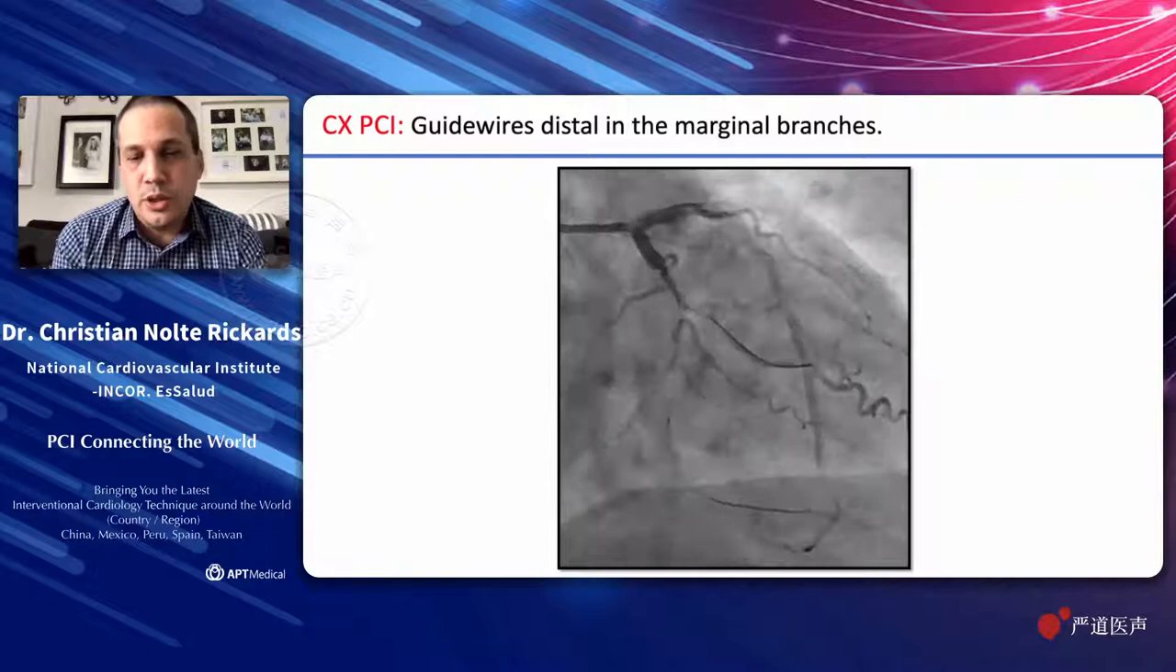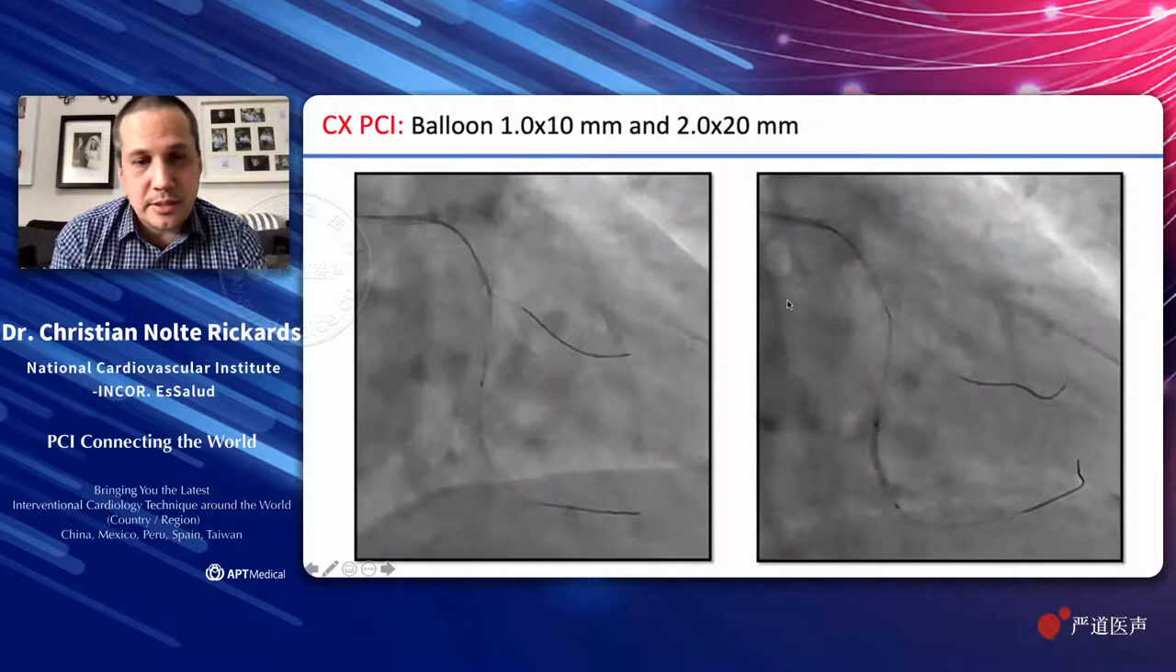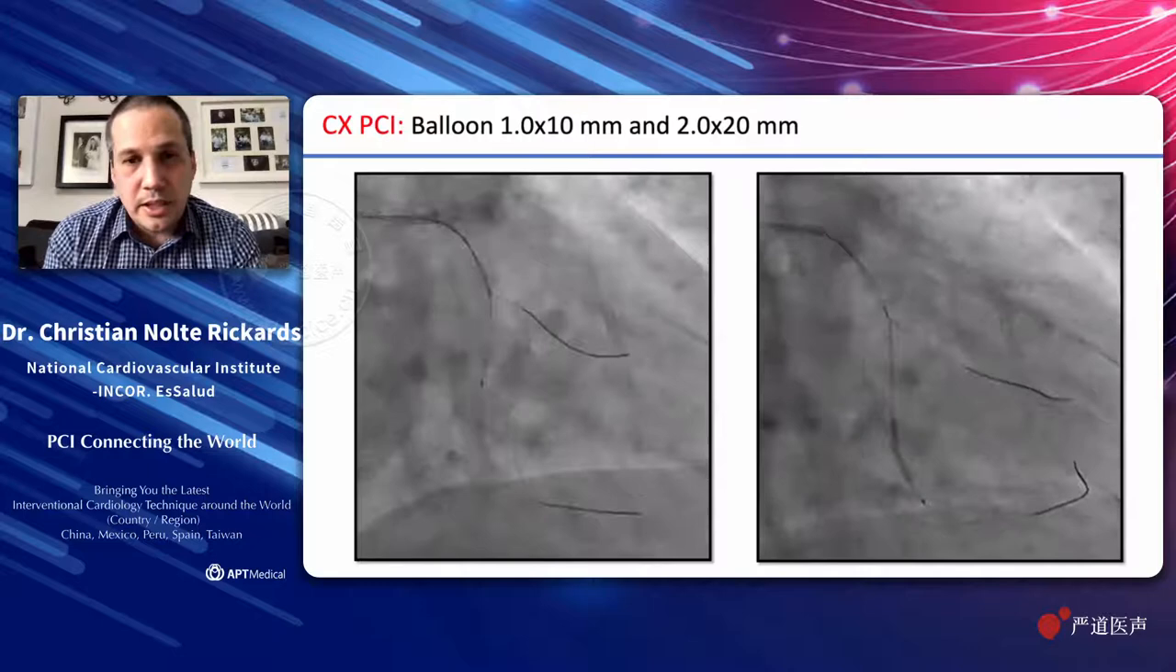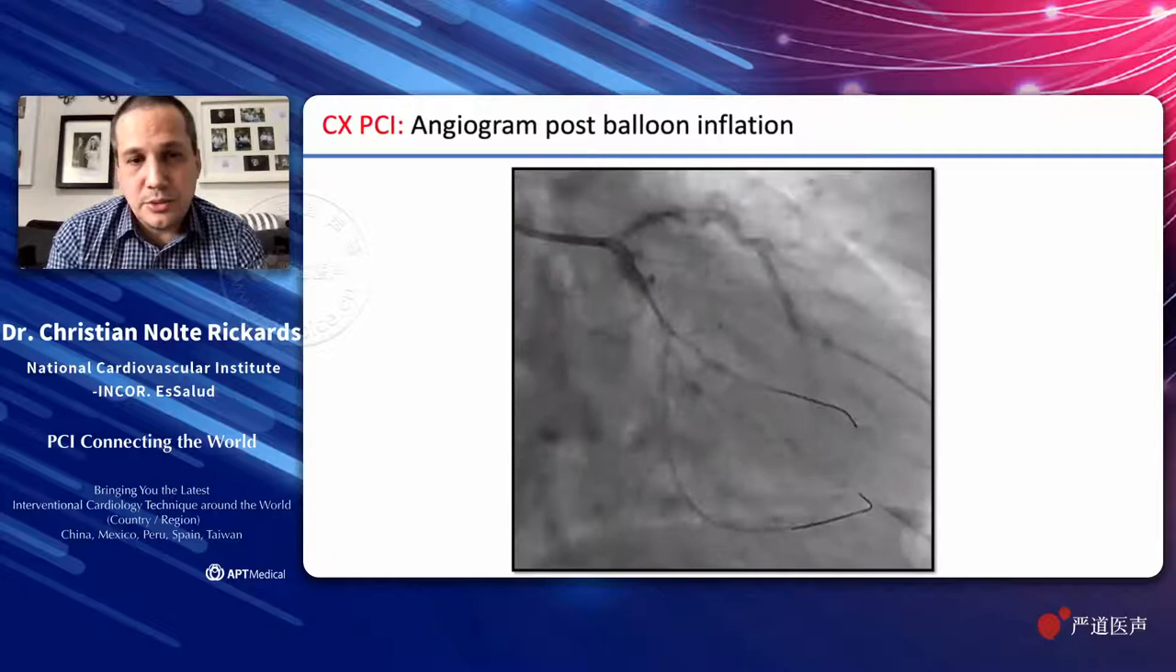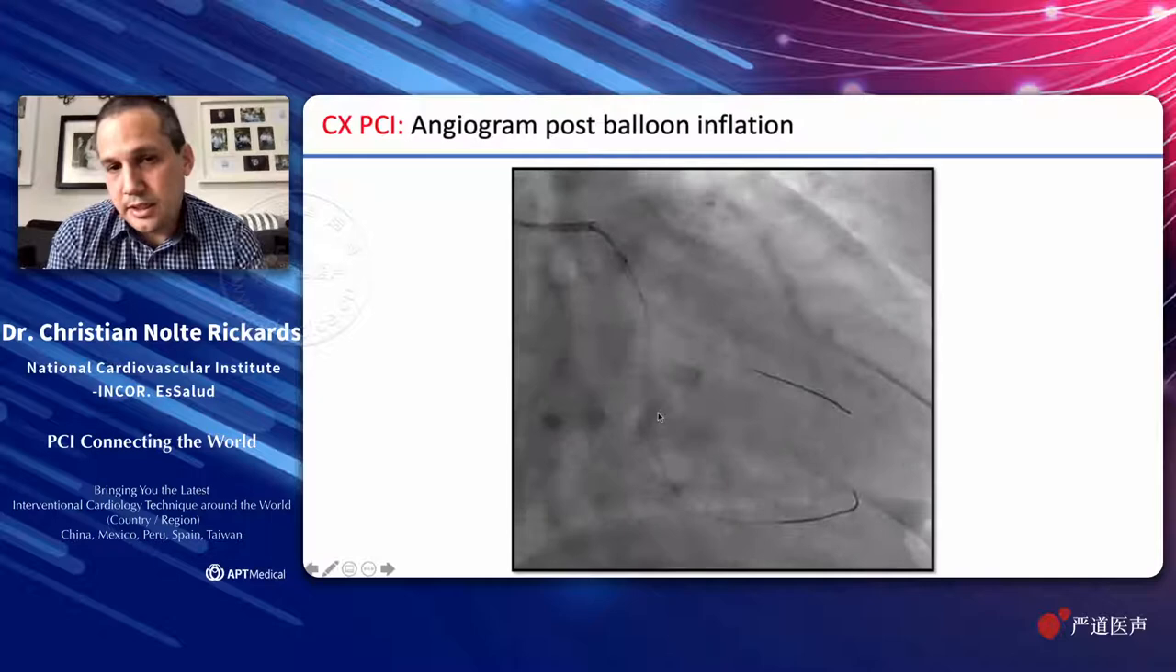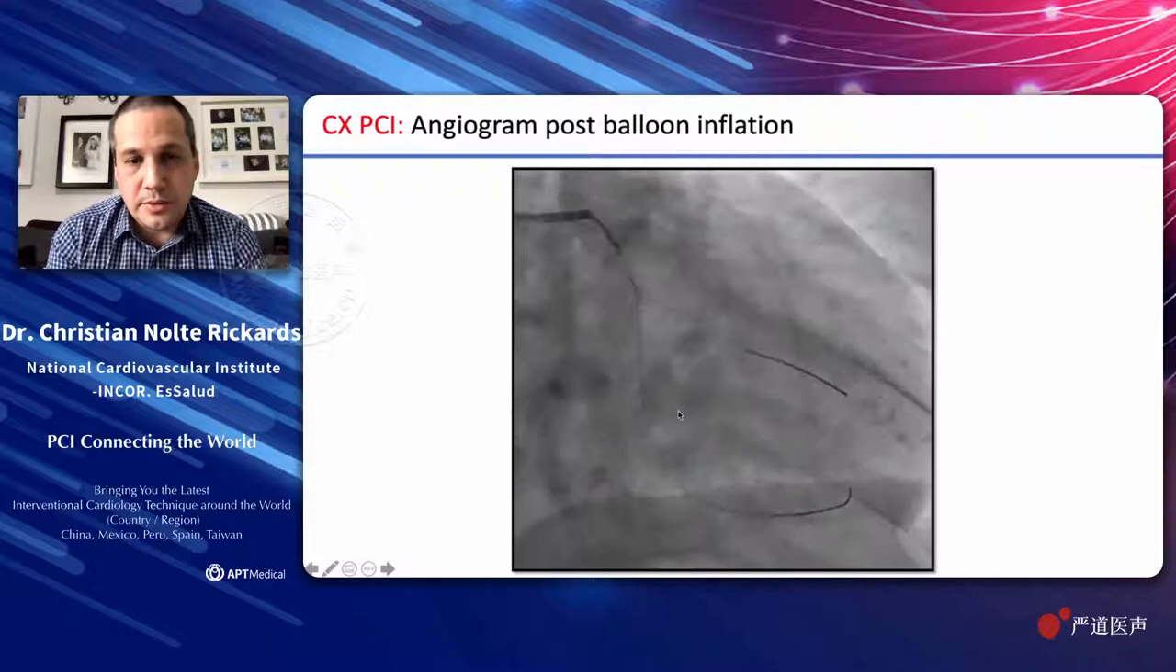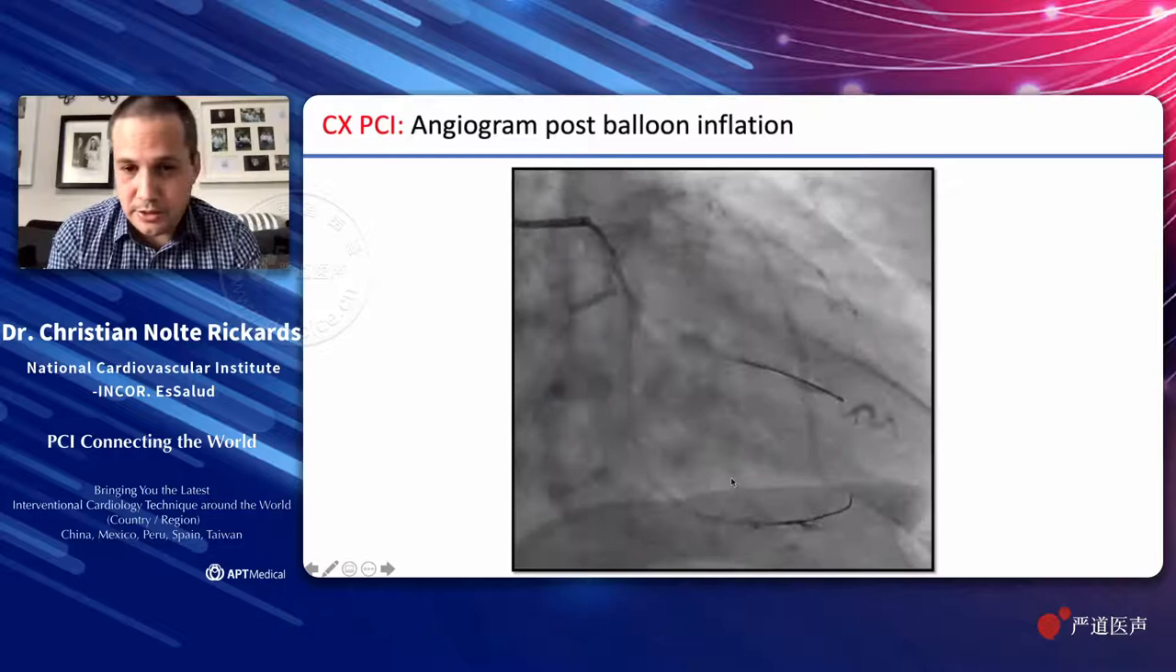We predilated all the distal segment and the proximal segment of the circumflex progressively with 1.0 and 2.0 millimeter balloons. And after dilation of all the segments, we managed to gain some lumen, and we had now a really good anterograde flow of the artery. At that point, we already lost the third marginal that was here, but it was parallel to the fourth one.